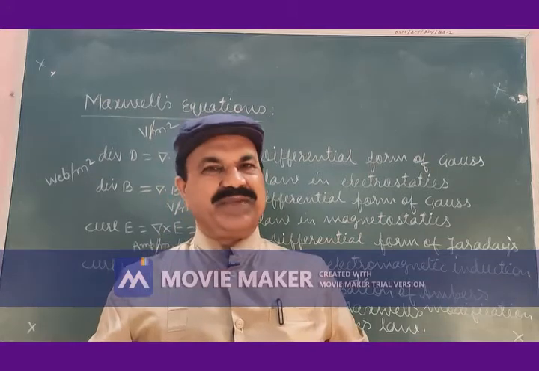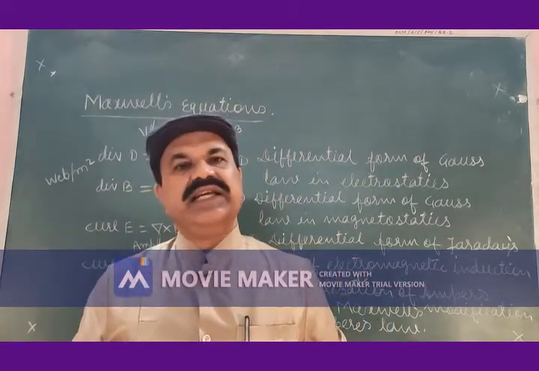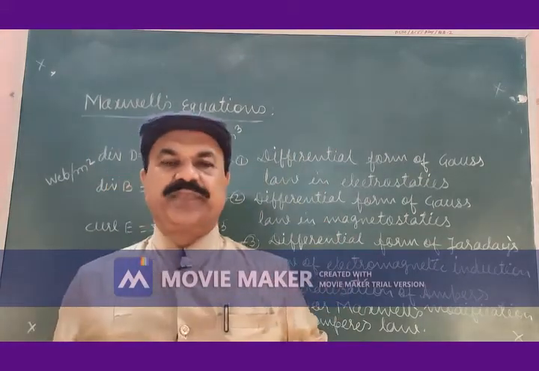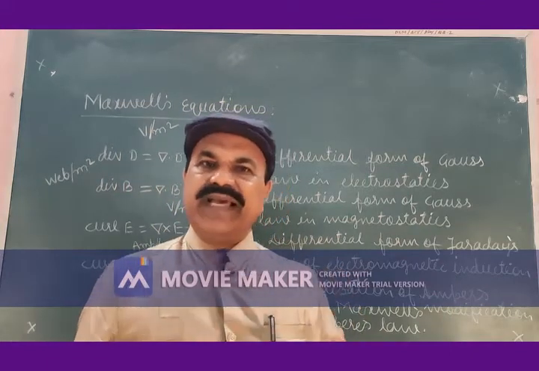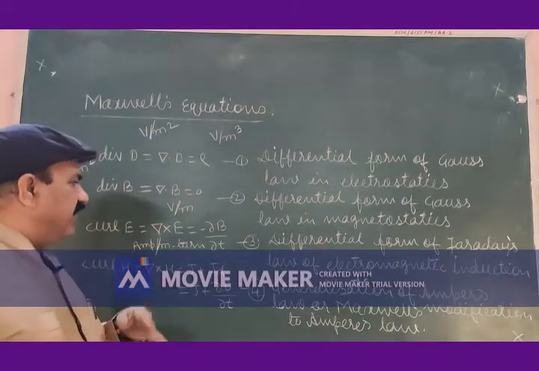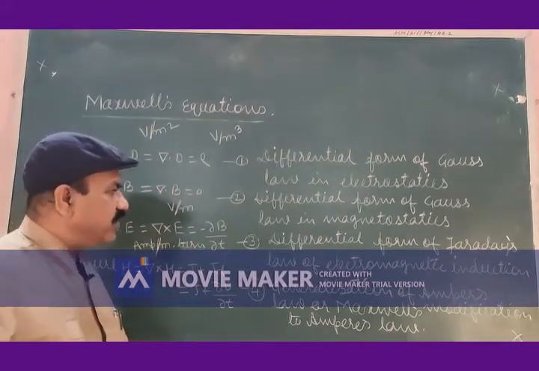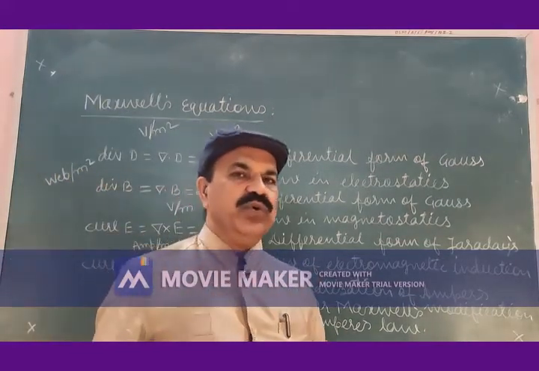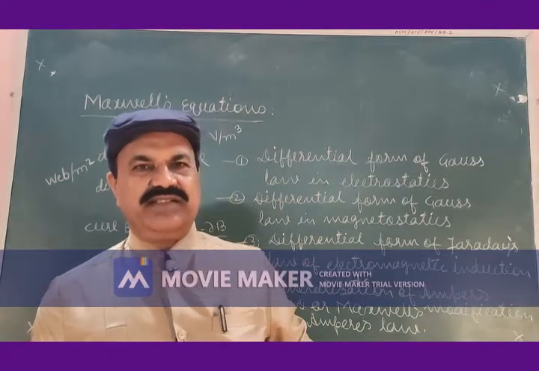To describe and verify this, Maxwell's second equation is used, and therefore we call this equation the differential form of Gauss law in magnetostatics. When we come to the third one, curl E, or del cross E, is equal to minus dou B by dou t. This corresponds to Faraday's law of electromagnetic induction.